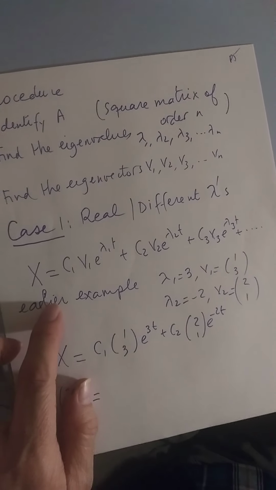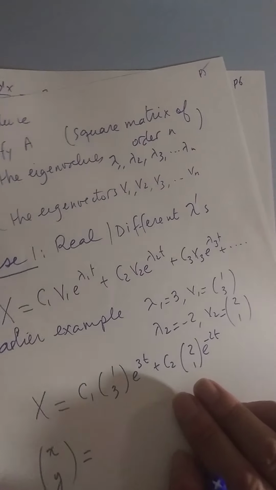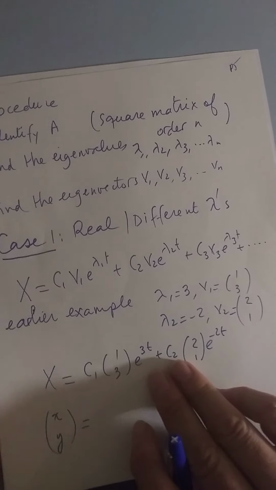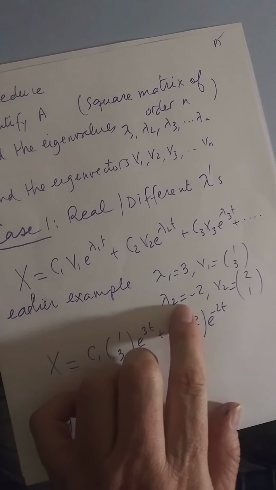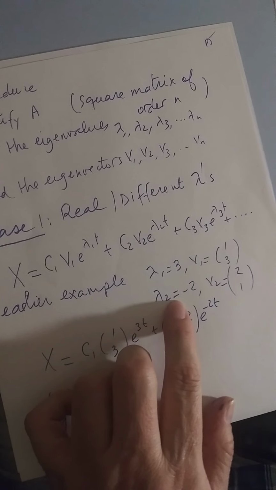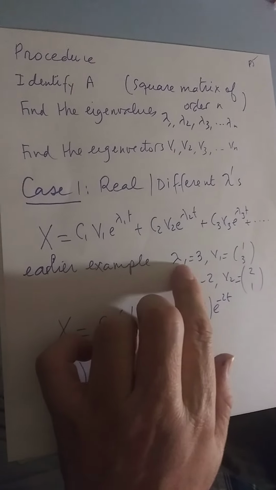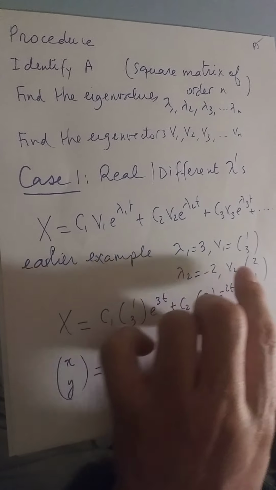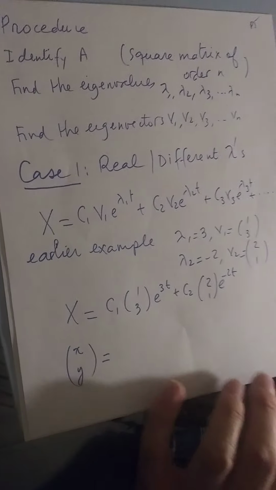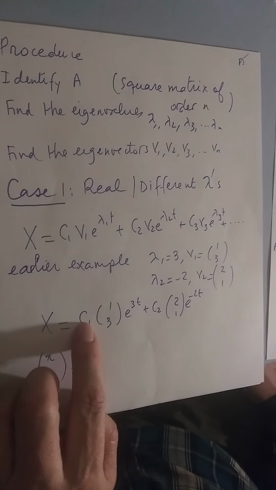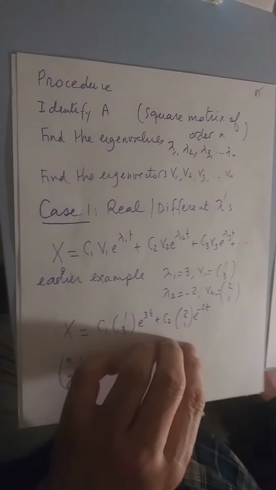In the earlier example that we did, we found these for the eigenvalues and the eigenvectors. We got lambda 1 equals 3 and V1, and we had lambda 2 and V2. So a solution of a system with those eigenvalues and eigenvectors would be this. Capital X equals C1 (1, 3) e to the 3t plus C2 (2, 1) e to the minus 2t.